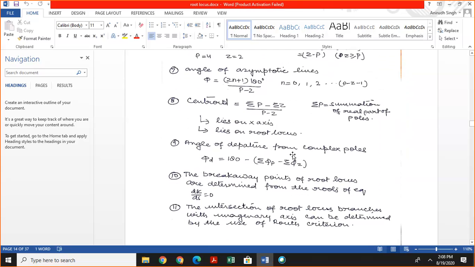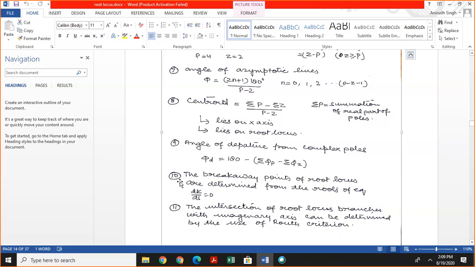Angle of departure from a complex pole. You have to calculate the angle of departure only in the case of a complex pole. This angle of departure from a complex pole is given by psi d equal to 180 minus the sum of angles made by the remaining poles at the desired pole, plus the sum of angles subtended by the remaining zeros at the desired pole.